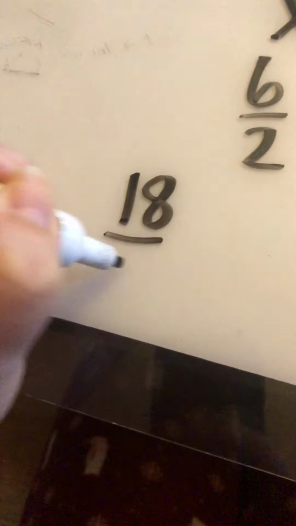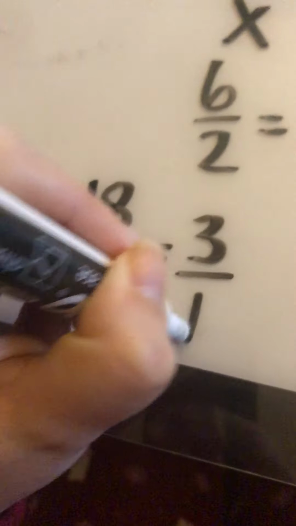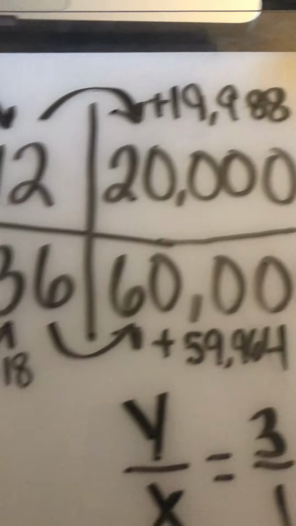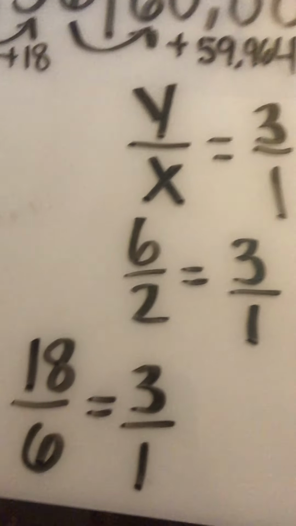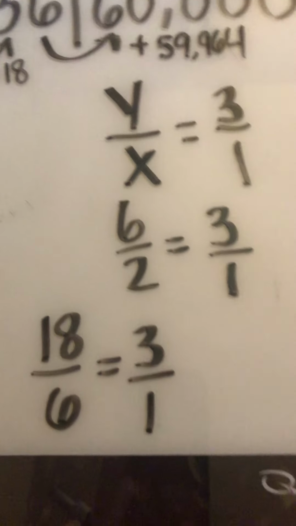Okay? The third one, 18 over 6. Same thing, 3 over 1. And it would have worked for the other two as well. Okay? So that's just another strategy. If you prefer to use that to check if a table is proportional, you absolutely can.